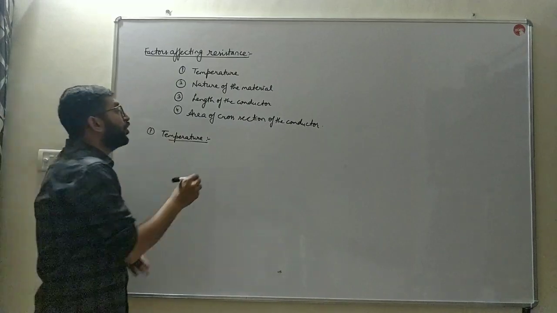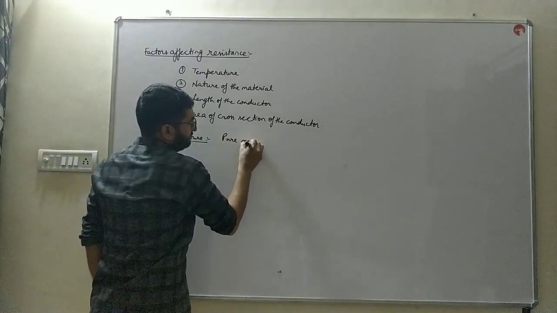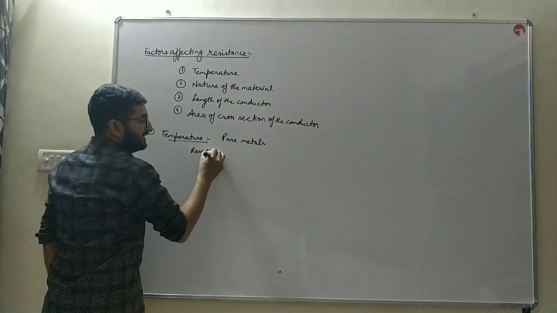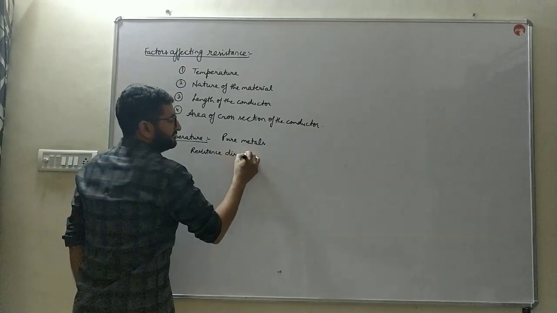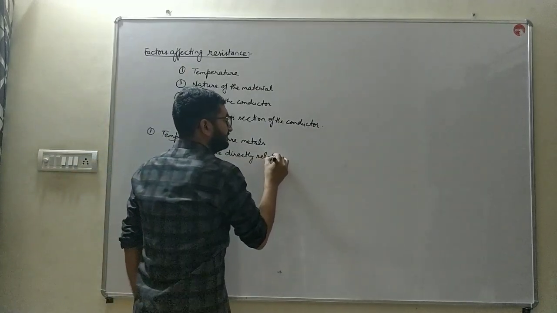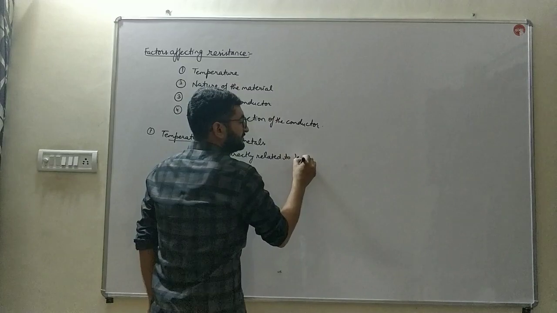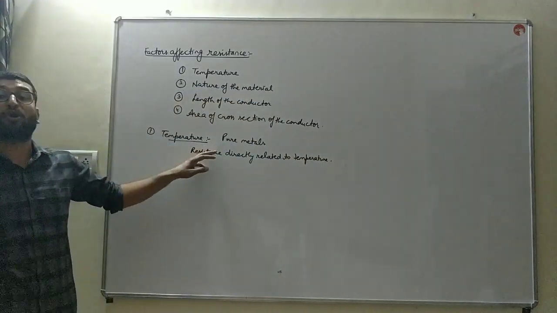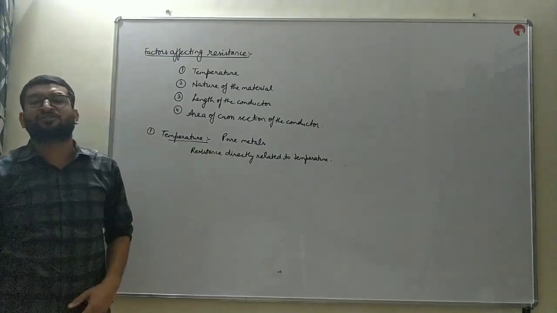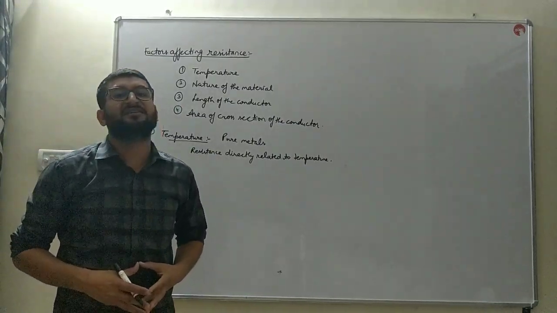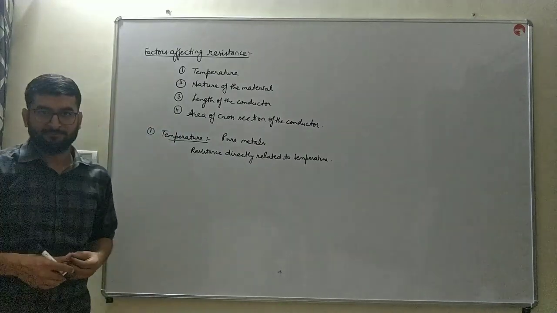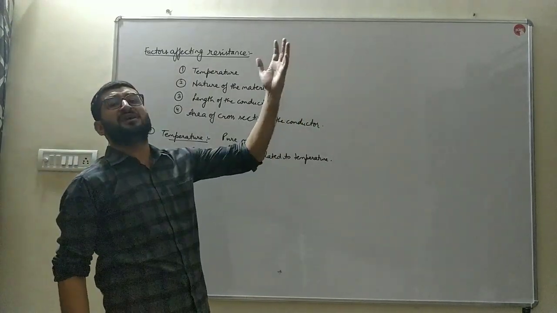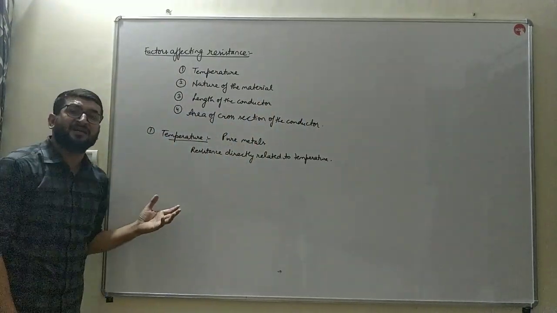In case of pure metals, the resistance is directly related to temperature. What do you mean by directly related? If the temperature of pure metal increases, the resistance of the pure metal also increases along with it. In case of pure metals, if we increase the temperature, then the resistance of the conductor increases.